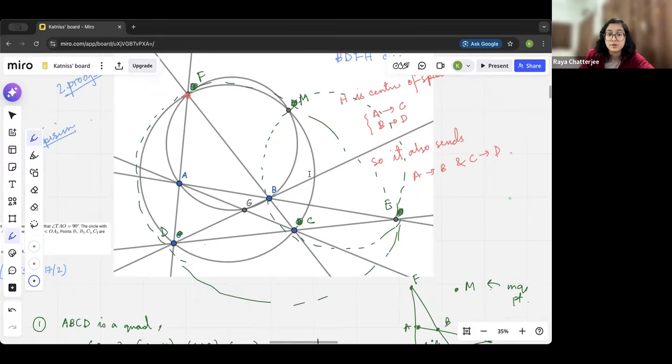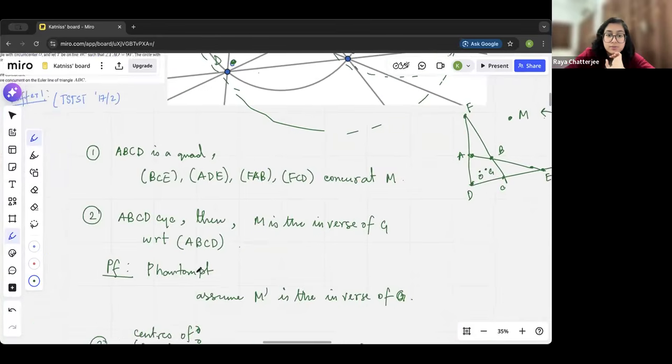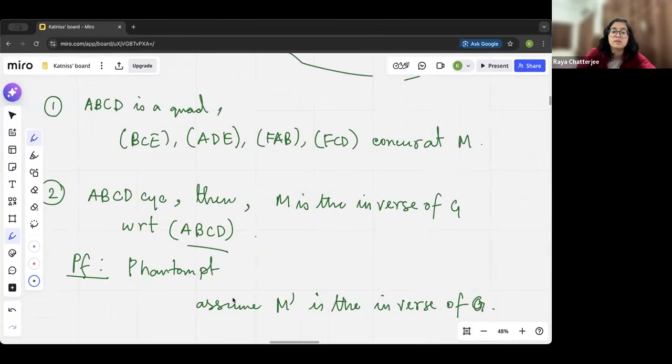Okay, some question. Please interrupt me and speak because it's hard to see. For the second property, what is the inversion with respect to? Yeah, it's with respect to ABCD.